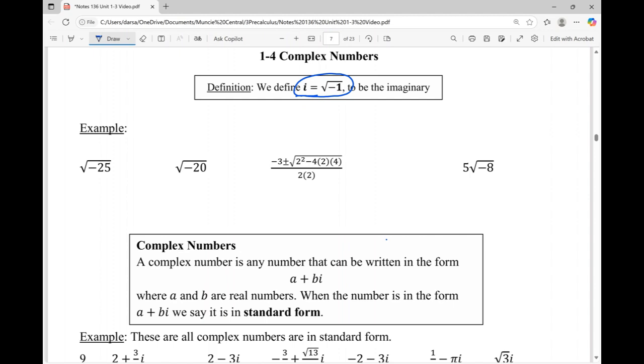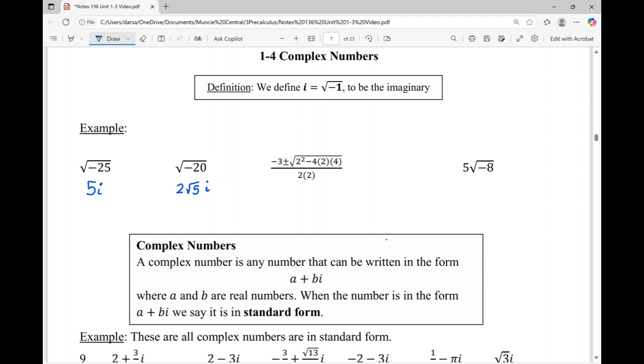So, let's look at our first example here. If we want to take the square root of negative 25, this now does exist in the imaginary numbers. So what is the square root of 25? That is 5. And then the square root of the negative becomes the I. So the square root of negative 25 is 5i. If we look at the square root of negative 20, well, the square root of 20 simplifies to 4 square root of 5, and then the square root of that negative becomes the I.